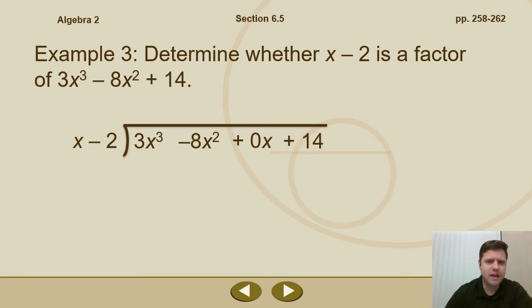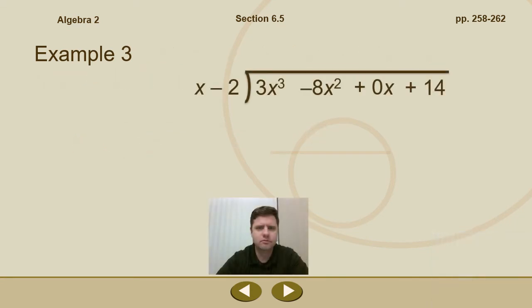So again, we just ask ourselves, what is it that we need to multiply this x by in order to get to a 3x cubed? Well, it's going to take, in this case, a 3x squared. 3x squared times x gives us a 3x cubed. 3x squared times the negative 2 right here, so multiplying these two together, we get negative 6x squared.